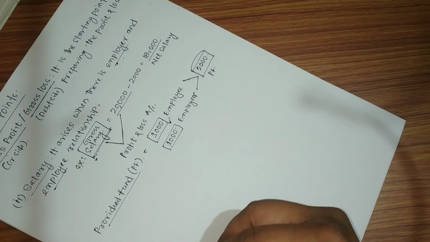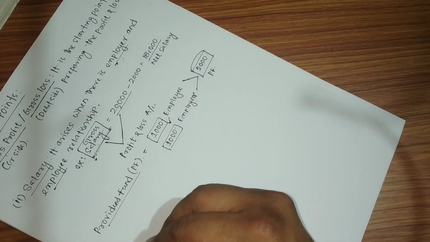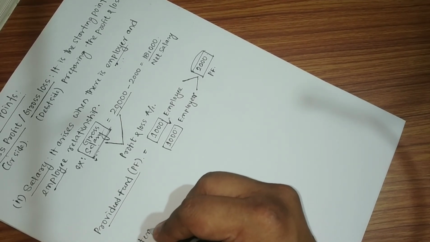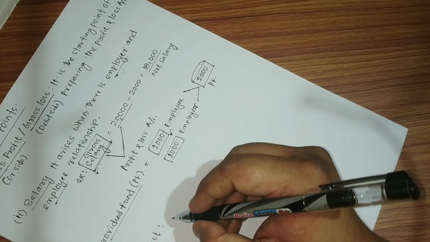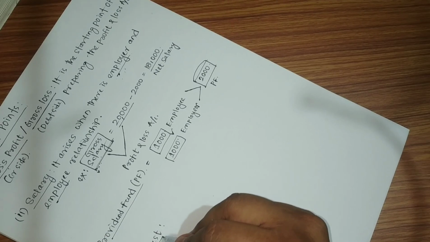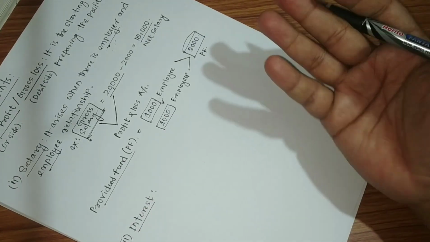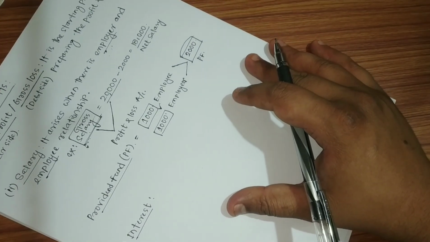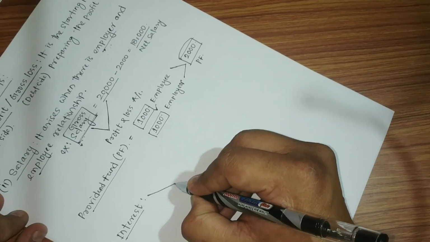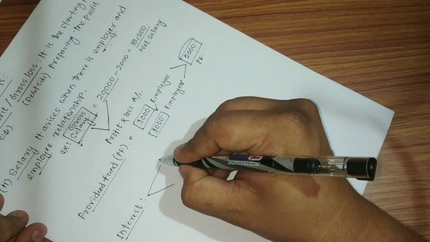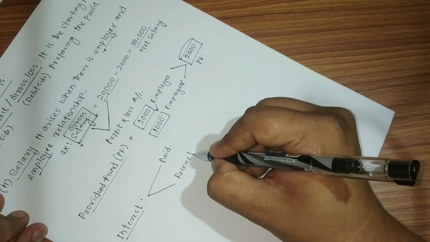Next question arises about the interest. In case the business organization takes a loan from an outsider, then it is required to pay interest. Similarly, if the business organization gives any loan to any other person, then accordingly it gets interest from that person. So for interest, we have to take two parts: interest paid or interest received.